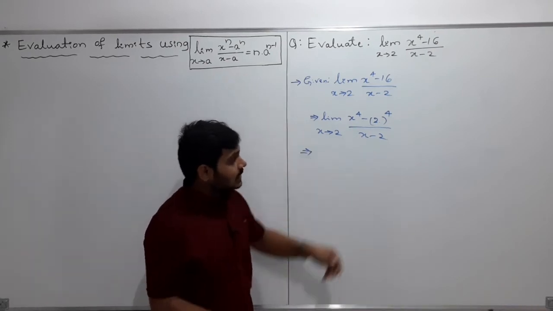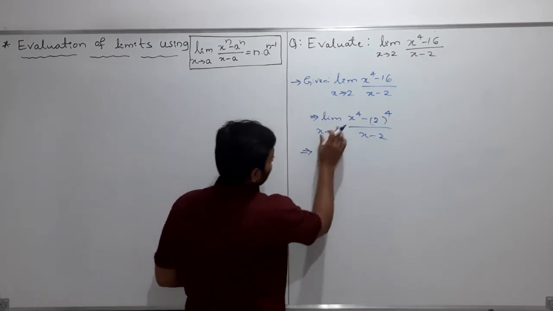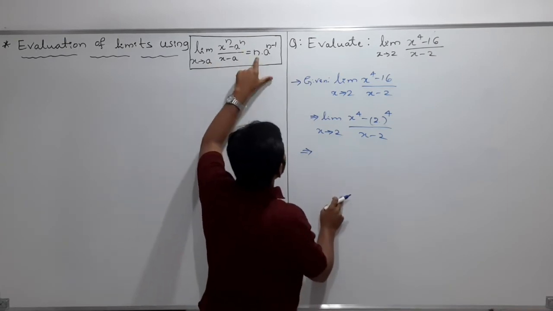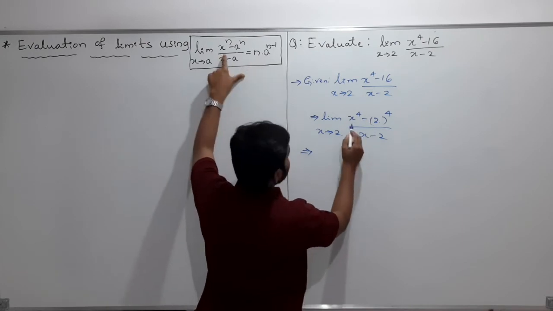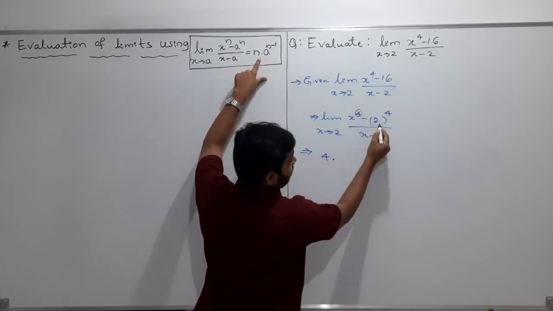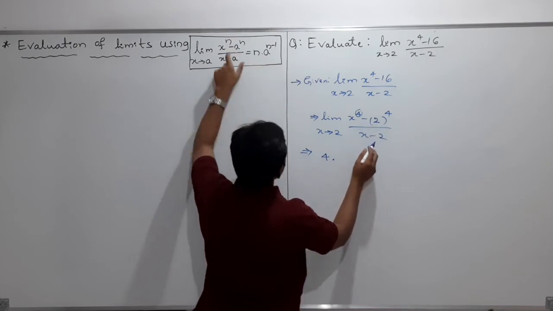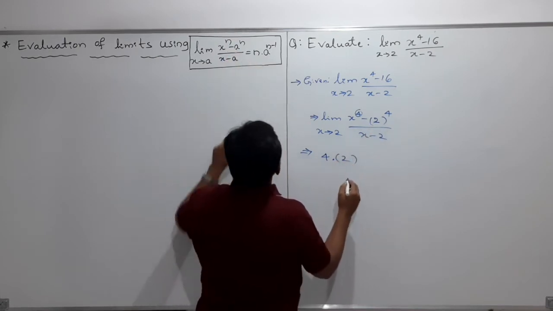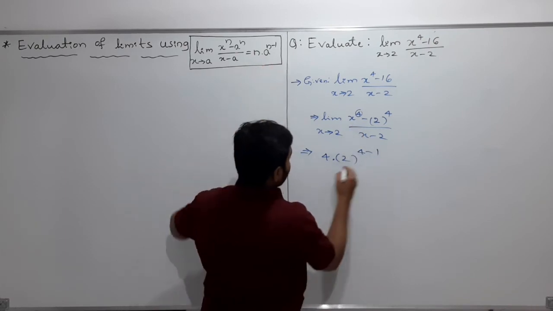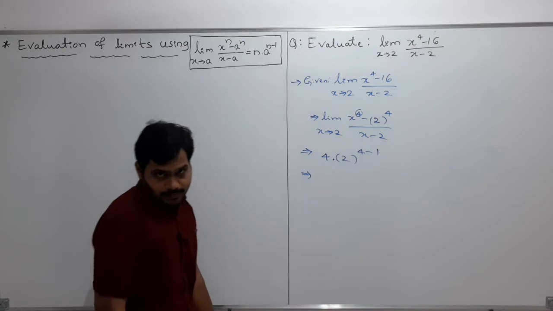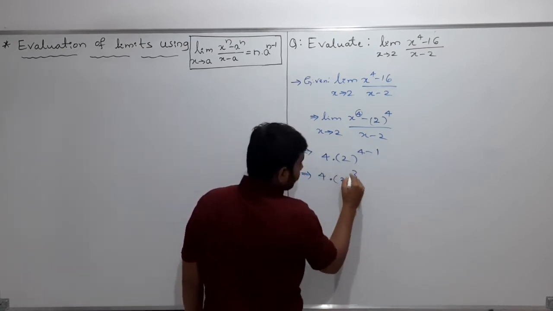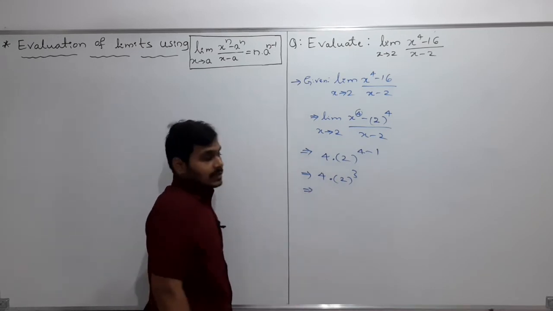So therefore I wrote like this, and now my dear students, this value is equal to, I am applying this formula. What is the formula? n into a to the power n minus 1. What is the n here? In place of this one, n is 4. What is the a value? Compare this and this, a is 2. So n into a to the power n minus 1, n is 4, 4 minus 1. So this implies 4 into 2 to the power 4 minus 1, which is 3. Clear? So 2 to the power 3.